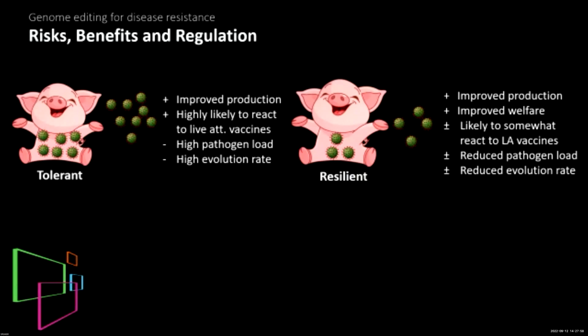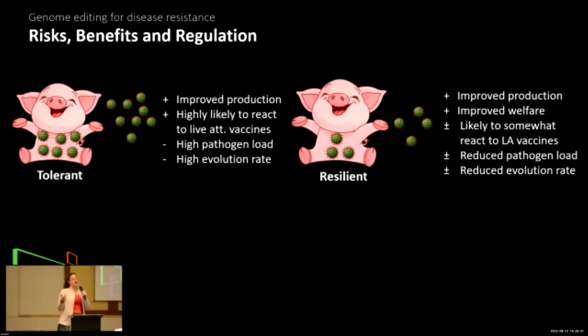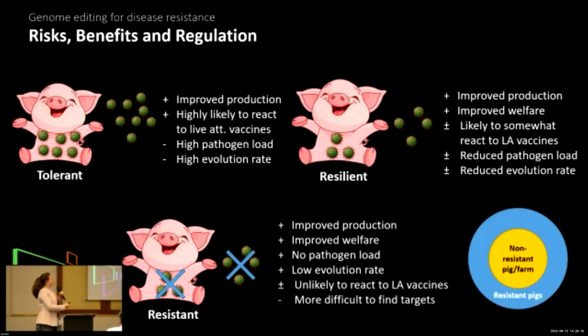We could end up with resilient animals, and I think in many cases we have to accept that not all genome edits will lead to complete resistance. But we have to keep in mind that live attenuated vaccines may show less efficacy in animals like that. And we'll get to that. Of course, the resistant animals are the golden goal, and PRRS resistant animals seem to be.